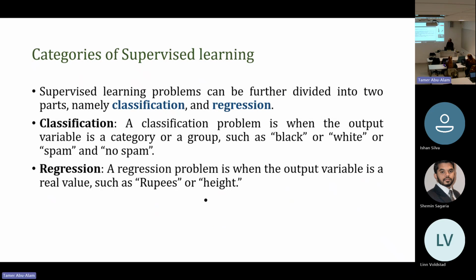The different categories of supervised machine learning: we have two big categories, classification and regression. Classification is simply that we need to classify, again, the email. We need to classify the email: is it spam or not spam? This is supervised. This is a classification.